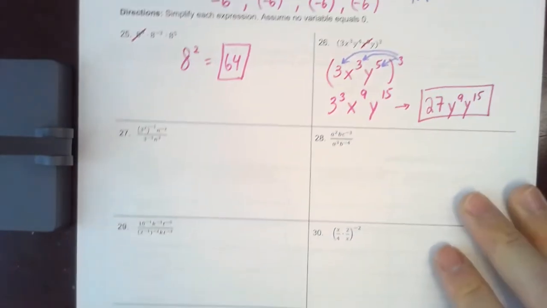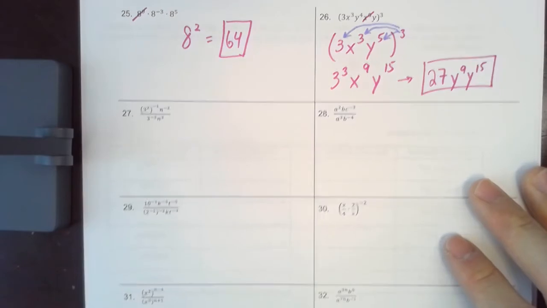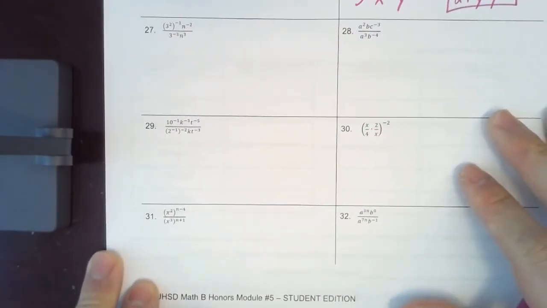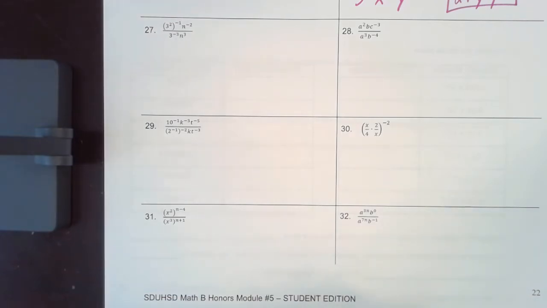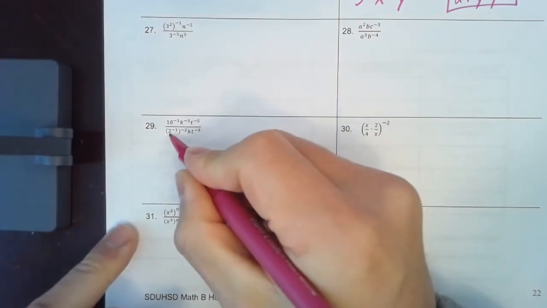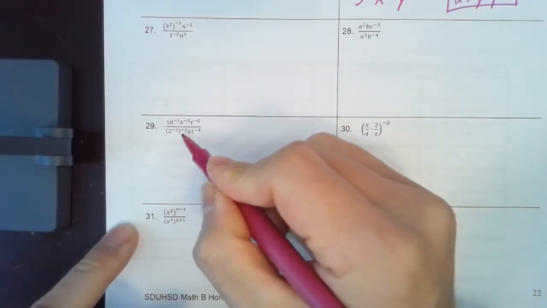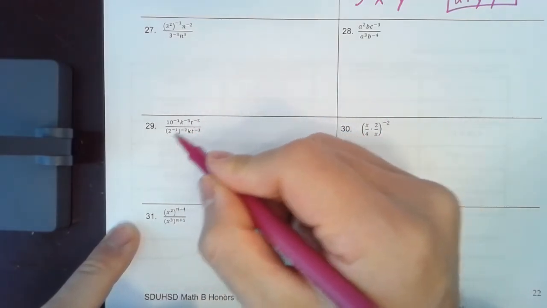Okay. Let's try something that looks very, very intimidating. Let's try 29. There are negative exponents everywhere. I would say first, simplify anything if possible. I noticed that the 2 to the negative 1 with the negative 2 should probably be 2 to the squared power, right? 2 squared.